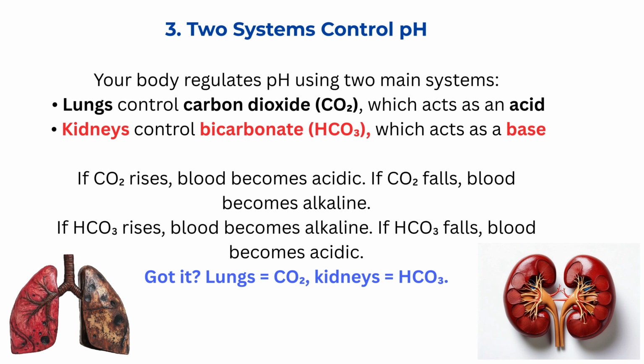3. Two systems control pH. Your body regulates pH using two main systems. Lungs control carbon dioxide, CO2, which acts as an acid. Kidneys control bicarbonate, HCO3, which acts as a base. If CO2 rises, blood becomes acidic. If CO2 falls, blood becomes alkaline. If HCO3 rises, blood becomes alkaline. If HCO3 falls, blood becomes acidic. Got it? Lungs equals CO2, kidneys equals HCO3.